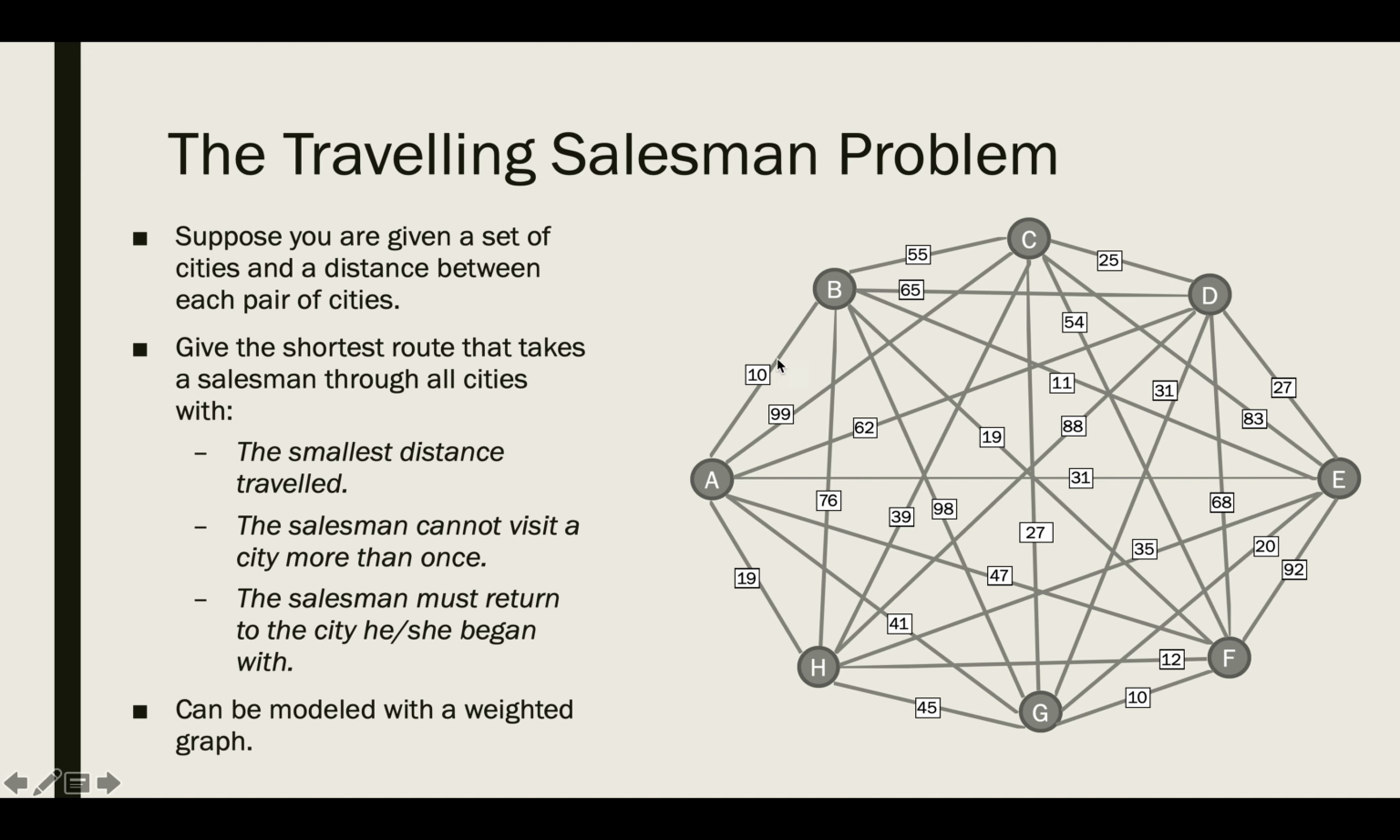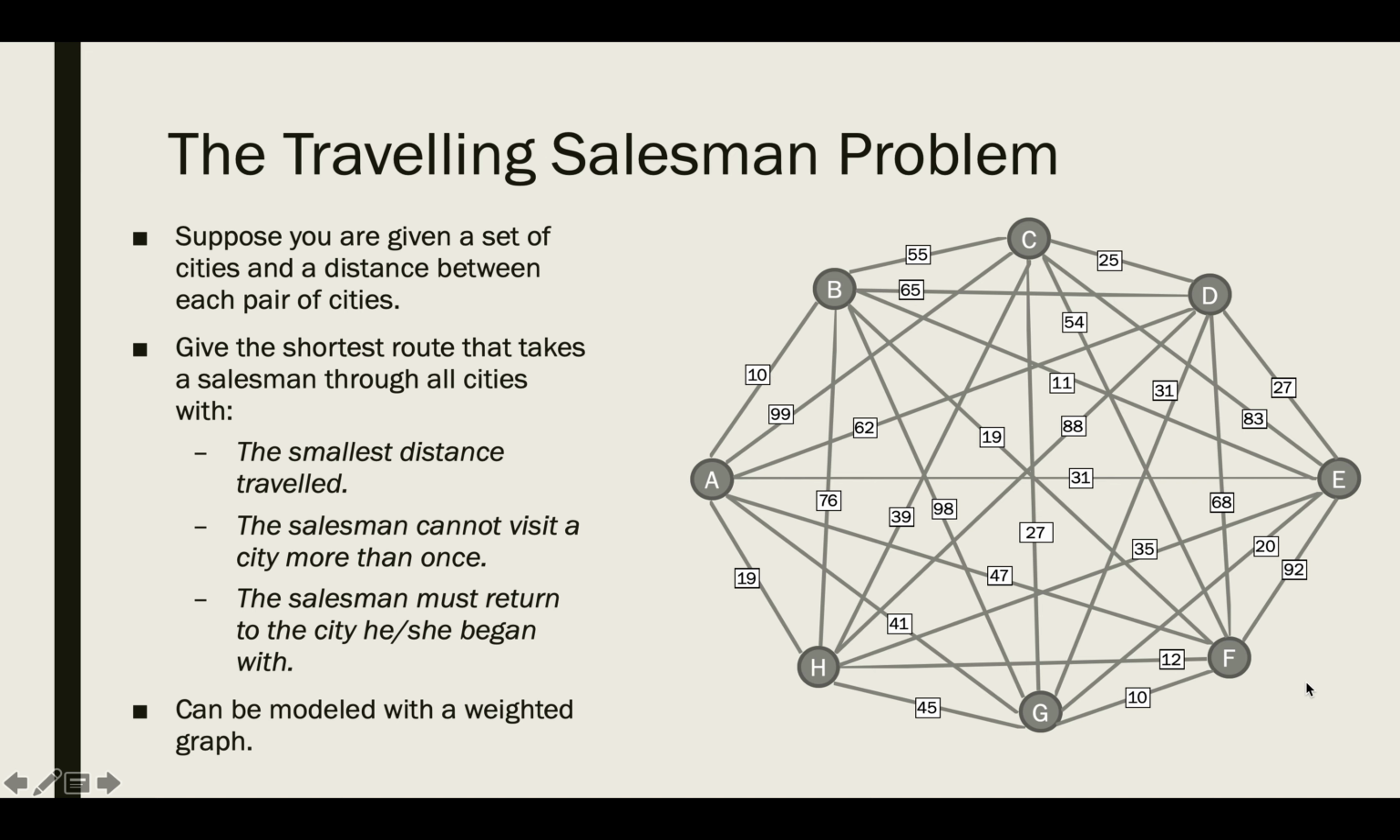So the distance between A and B is 10, the distance between A and E is 31 here. And hopefully I don't have a typo here. I had to put that graph together, and if you see one there, well, bear with me. But we have a distance between each of those cities.